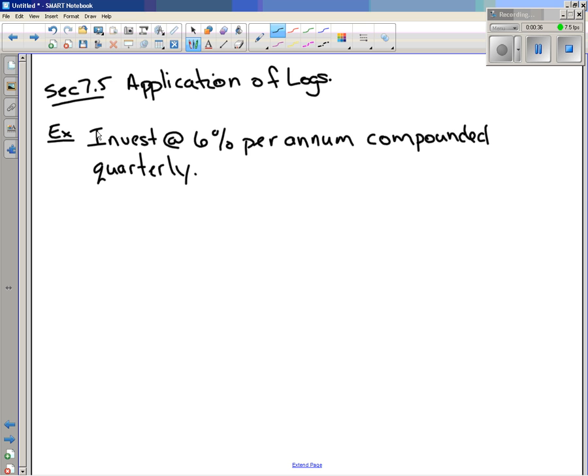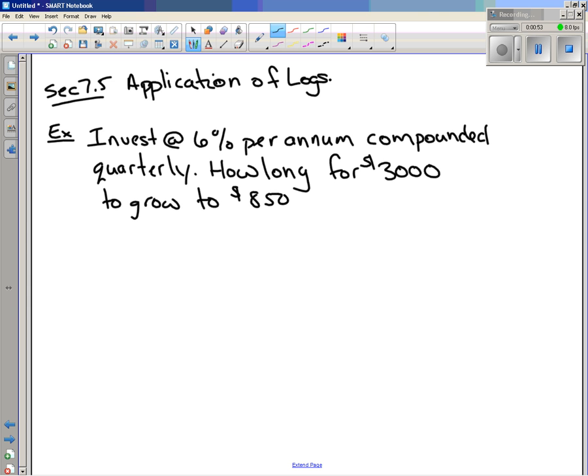Okay, how long for $3,000 to grow to say $8,500?